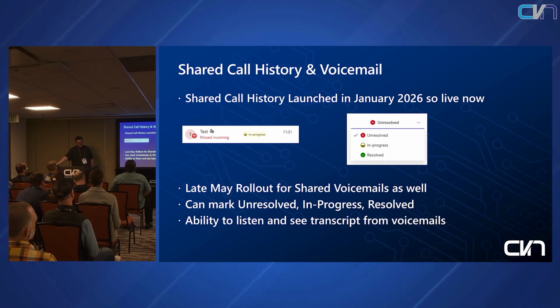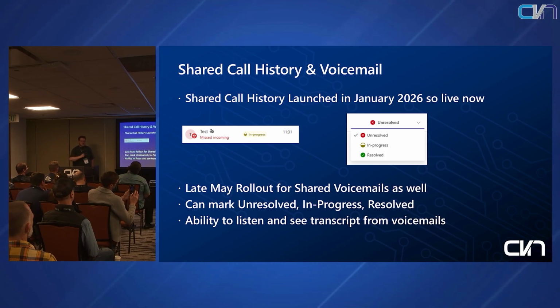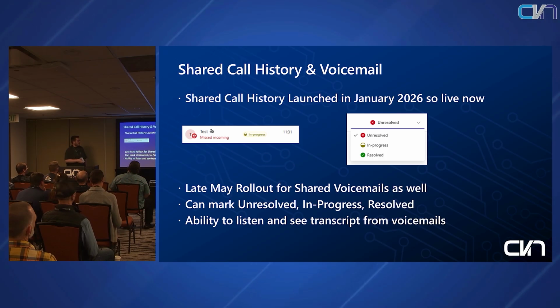The shared call history was January, so that's live now. You can see that. This was something that was missing for quite a while, but now you're able to see that between agents. And this is one of those features where, as I mentioned previously around licensing your leads, you're going to want your agents to know about missed calls. This is really the first feature that's come out to the Queues app that's saying everybody gets premium, all your agents get premium, so they can see this missed call history.